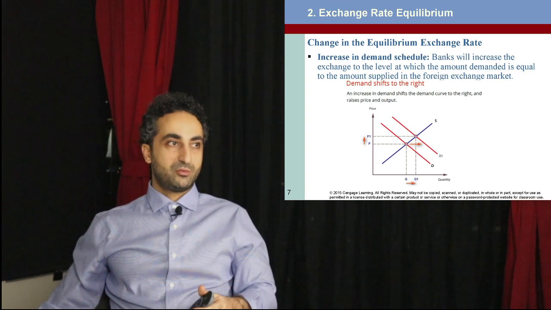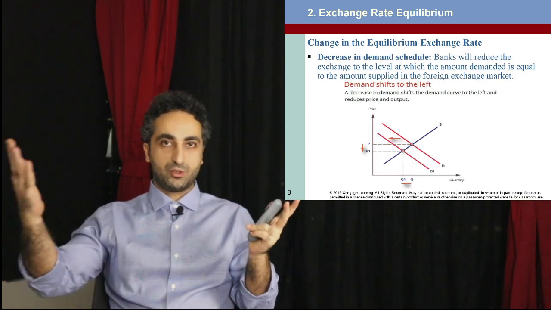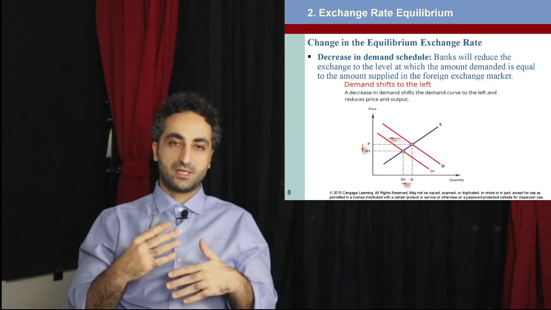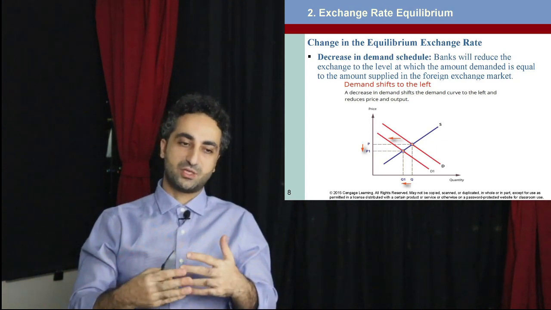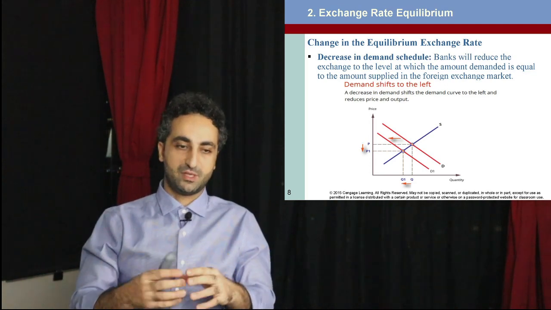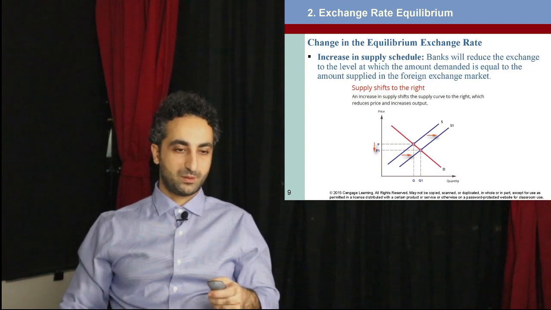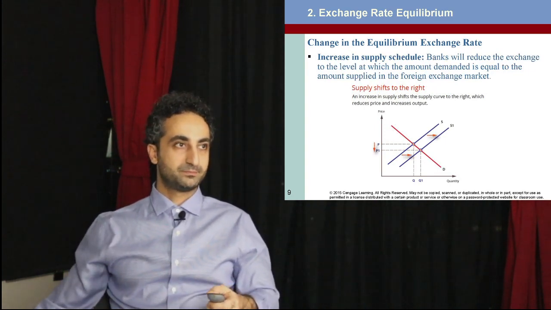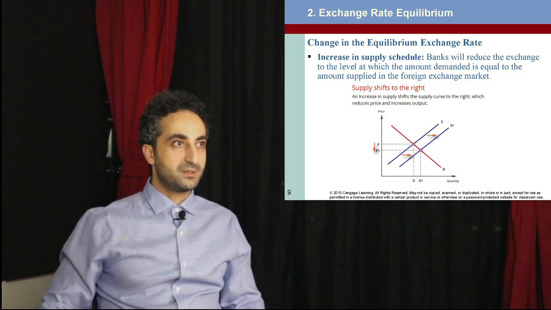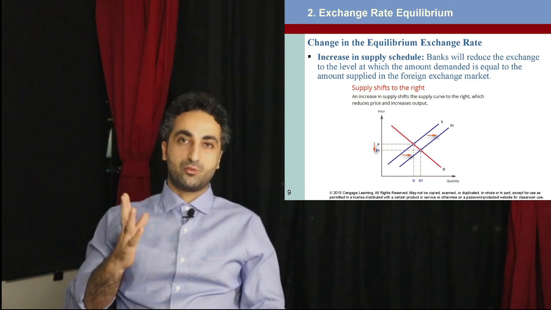Now, what about the decrease? So now we will see the opposite shape. It will go back. So what about a decrease in demand? Banks will reduce the exchange rate to the level at which the amount demanded is equal to the amount supplied. So as you can see here, in change in the equilibrium exchange rate, now we will move to the supply.